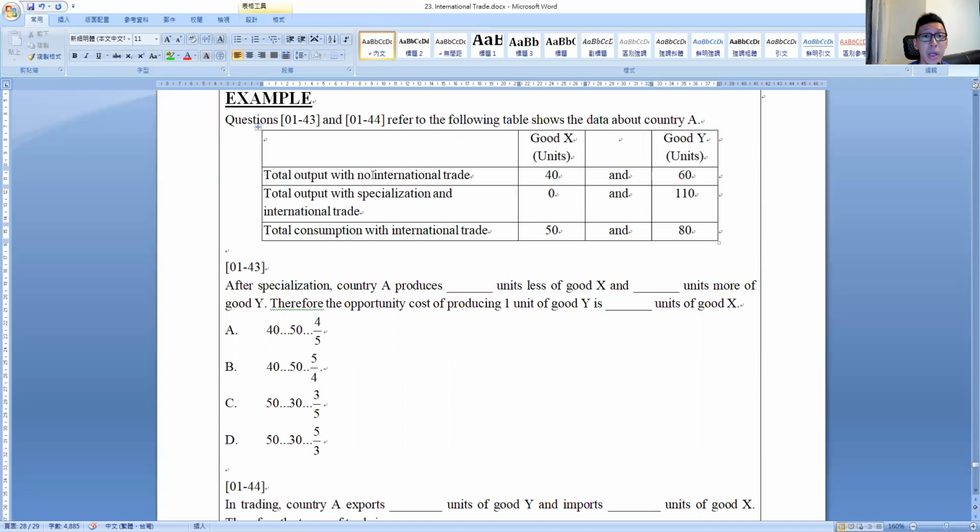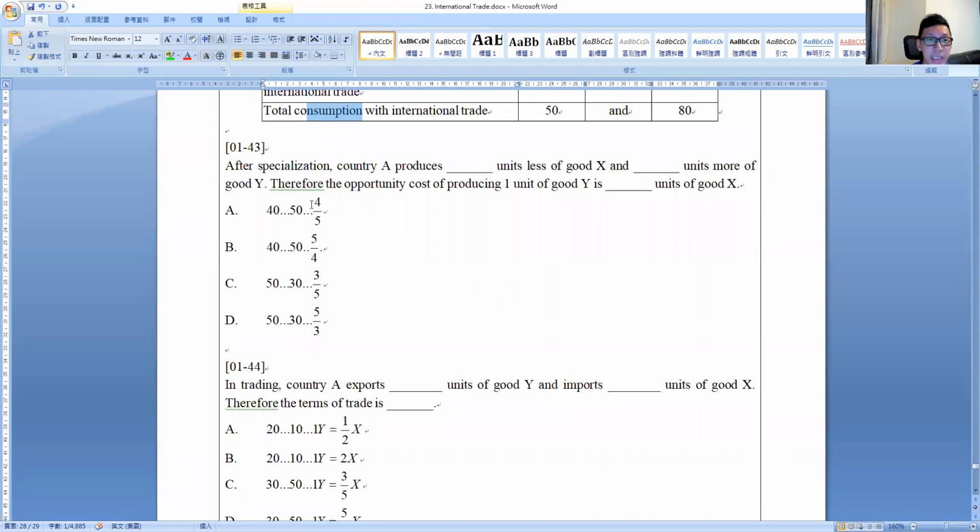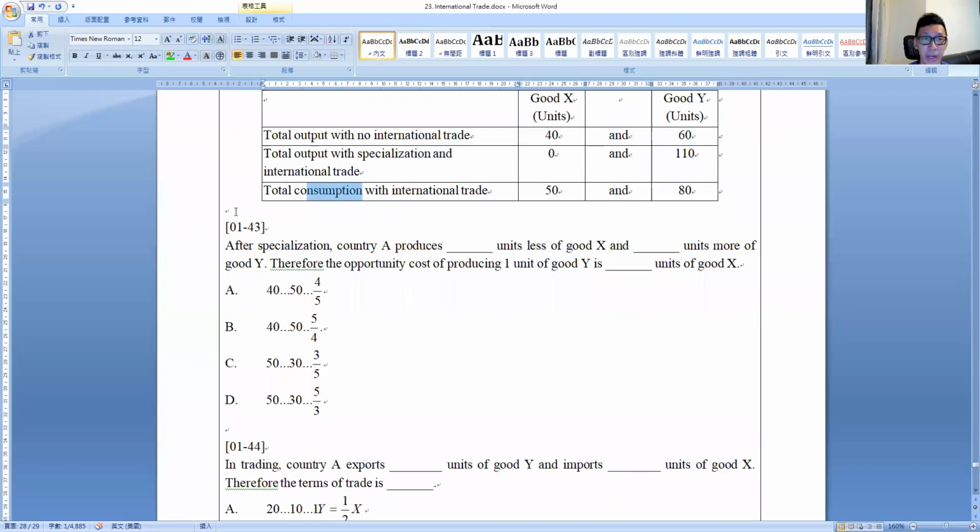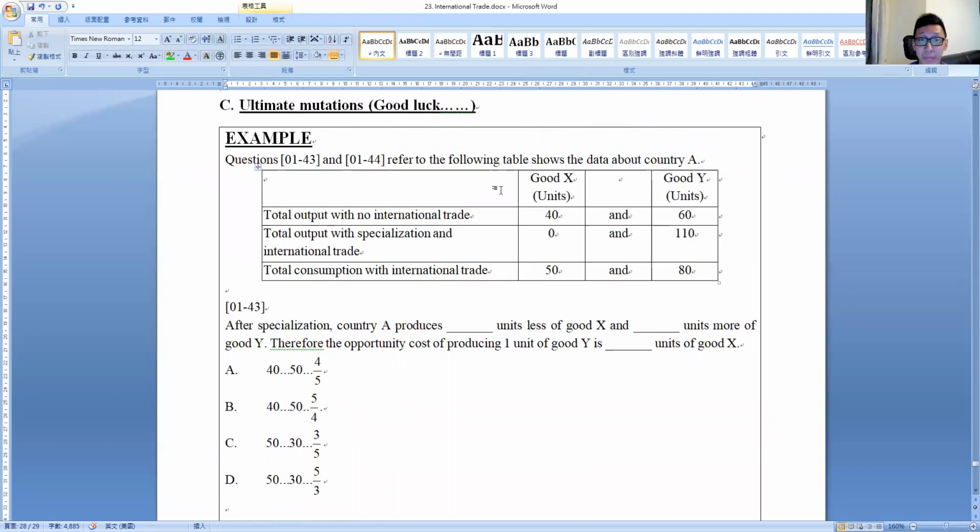You see what they have given you. They've given you without trade, then after specialization and the total consumption with international trade. Now, this question is actually very kind. They guide you in answering this question. Okay, now let's look at here first. 2001, 43. After specialization, country A produced some unit less of good X and some unit less of good Y. So it's teaching you how to do it. Now let's call this column 1 and column 2.